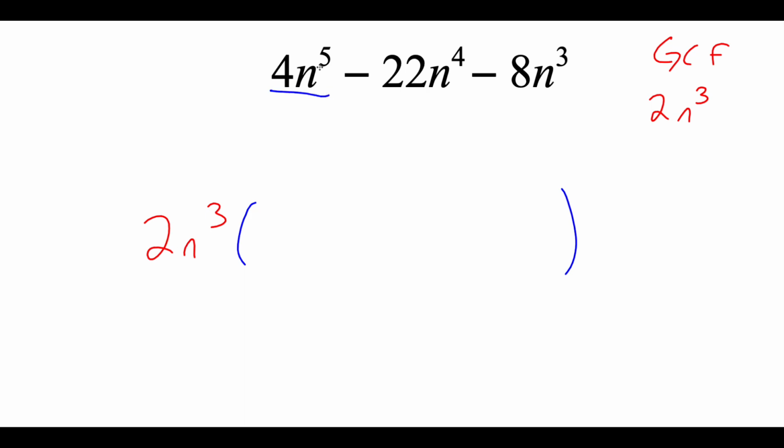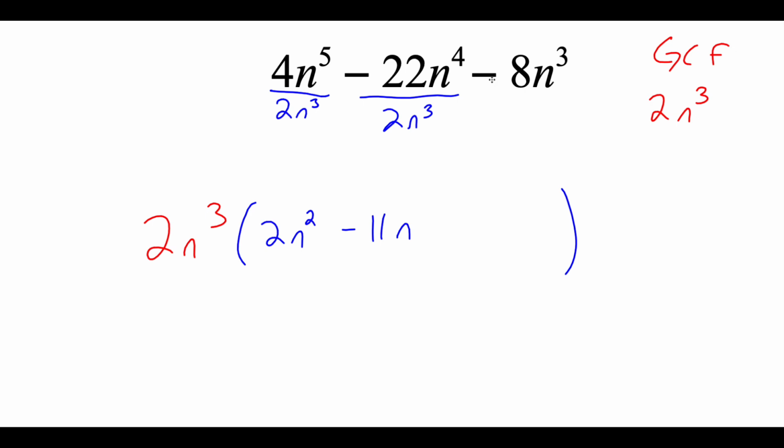So starting with the 4n to the 5th, dividing that by 2n cubed. 4 divided by 2 is 2. N to the 5th divided by n cubed, subtract those exponents and I get n squared. Now if I go to the middle, negative 22n to the 4th divided by 2n cubed. Negative 22 divided by 2 is negative 11. N to the 4th divided by n cubed, subtract those exponents and I get n to the 1st.